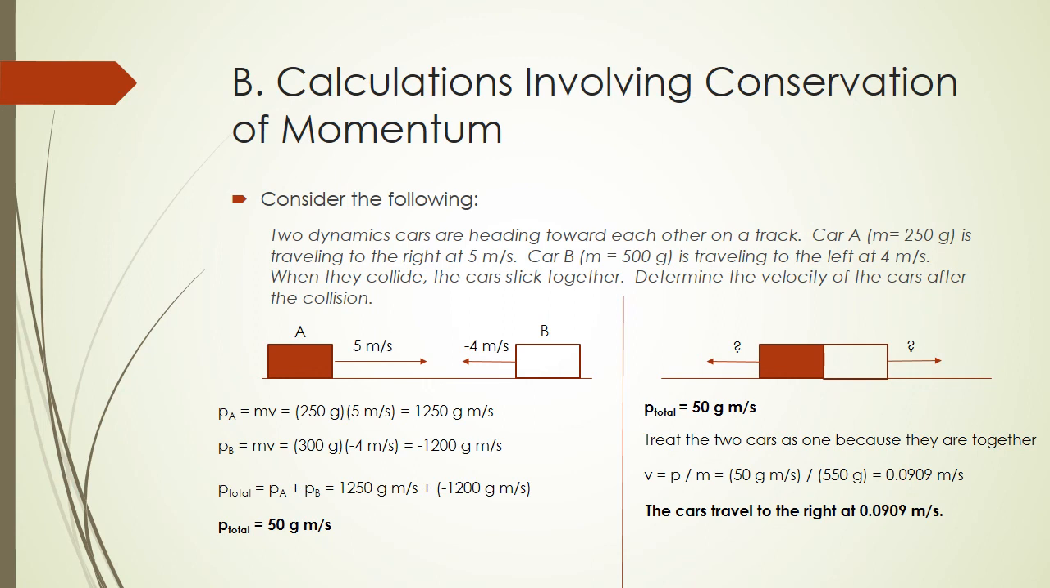Okay, to summarize all these calculations, the big premise in all of these is that the momentum after the collision, in this last problem 50 gram meters per second, must be equal to the momentum before, which we found as 50 gram meters per second. That's how we knew the after. Once we have that, we can find whatever value we're looking for. In this last case, it was finding the velocity of those cars that were stuck together.